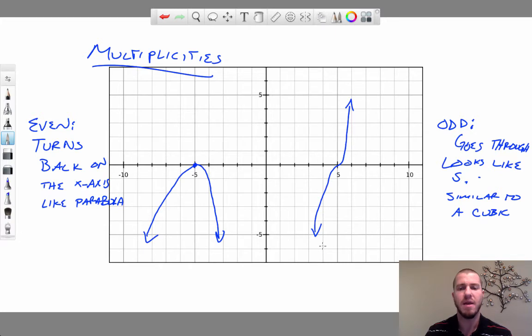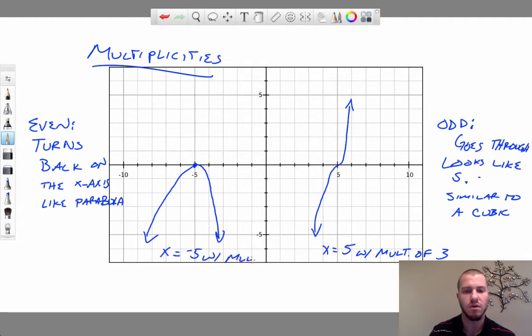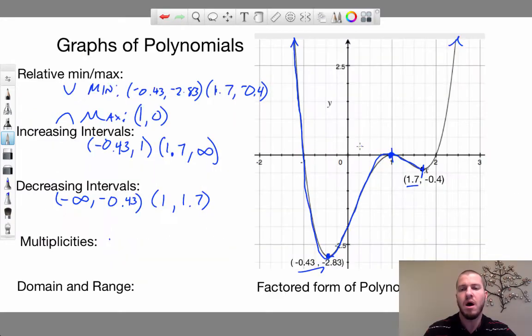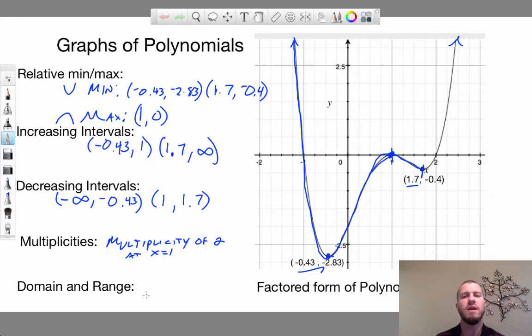So this would be x equals 5 with a multiplicity of 3. And this would be x equals -5 with a multiplicity of 2. So because this one turns right here, I have a multiplicity of 2 at x equals 1. Okay, a couple more things we can do here.